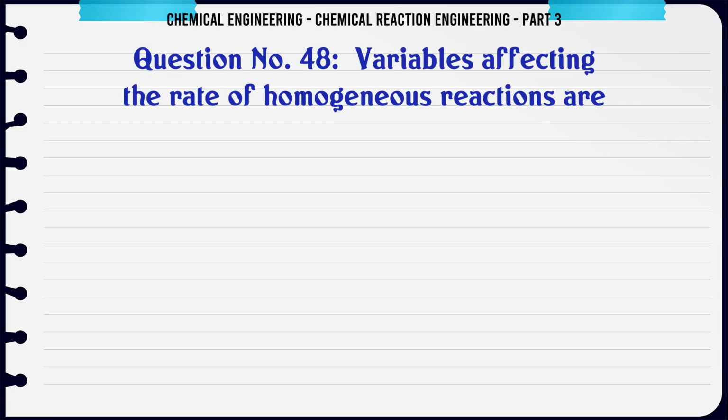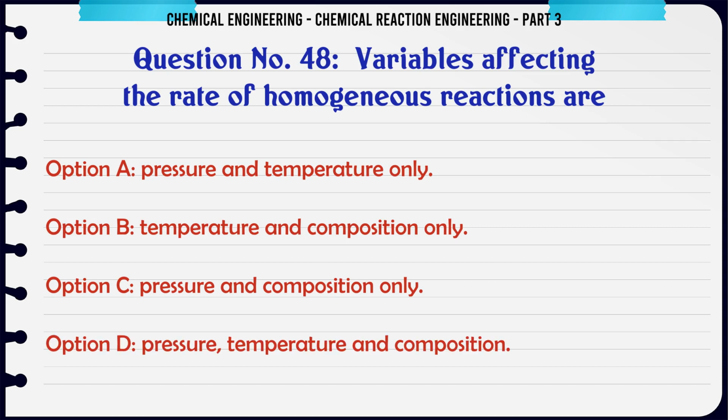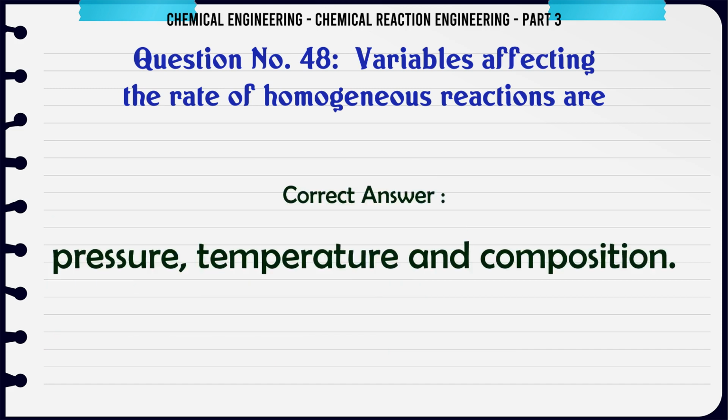Variables affecting the rate of homogeneous reactions are A. Pressure and temperature only, B. Temperature and composition only, C. Pressure and composition only, D. Pressure, temperature and composition. The correct answer is pressure, temperature and composition.